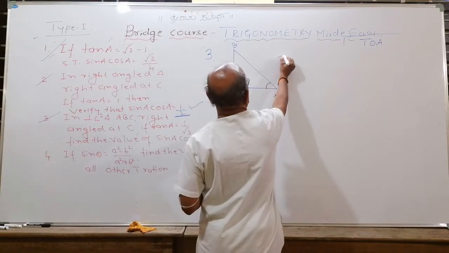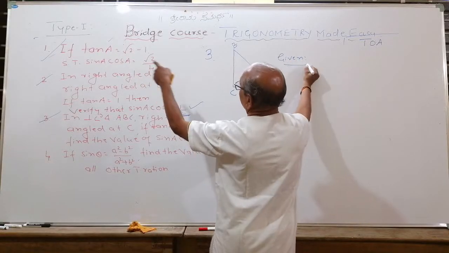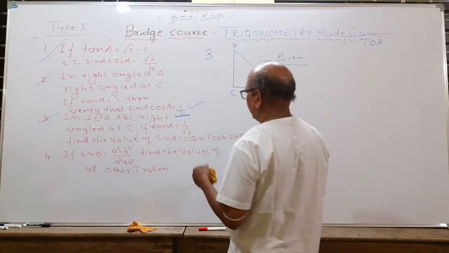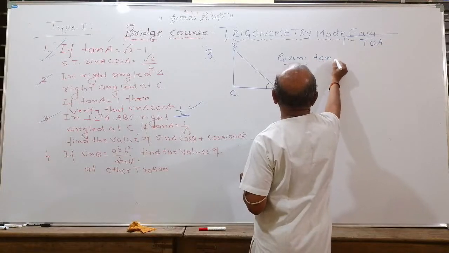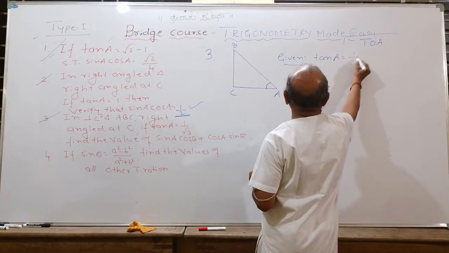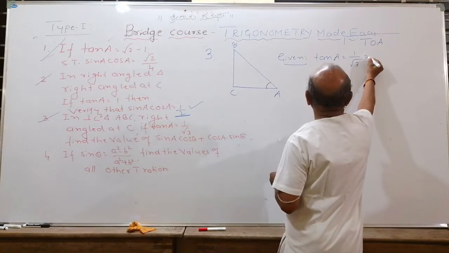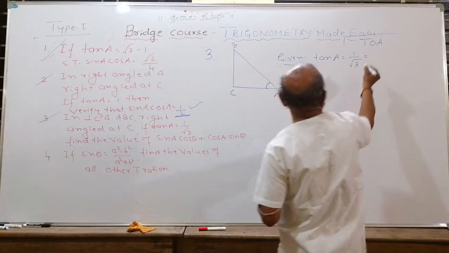Again, application of Pythagoras theorem, type 1 Pythagorean problems. This is the first step in all the boards. Given tan A is equal to 1 by root 3. What is tan A? Observe, tan A is opposite upon adjacent. Do you agree with me?